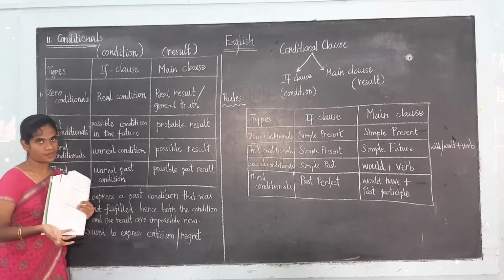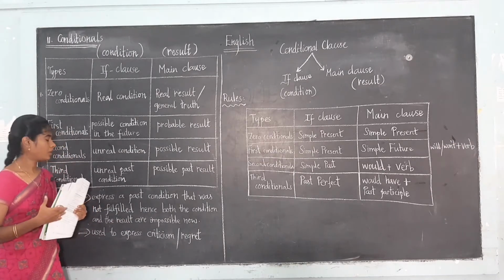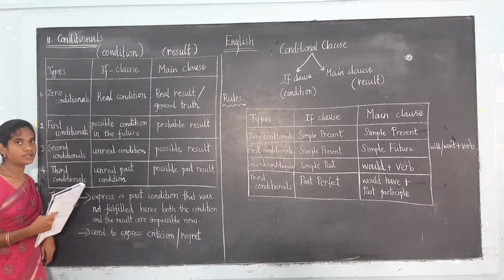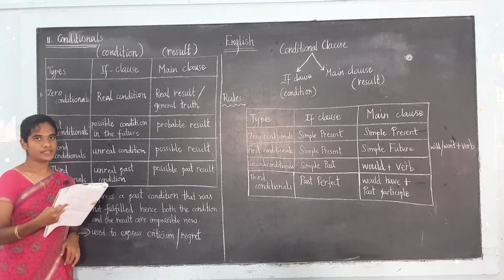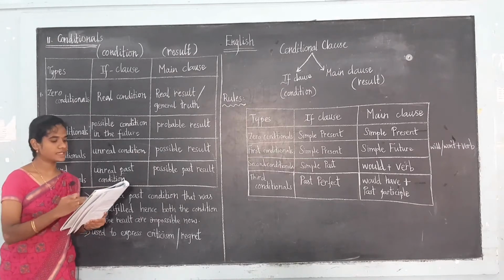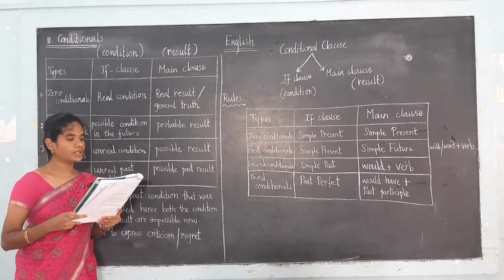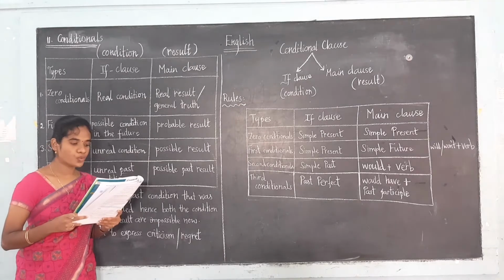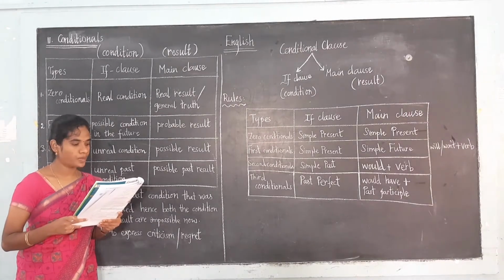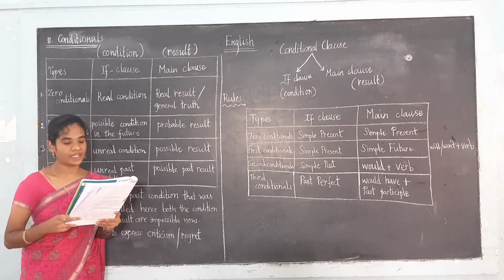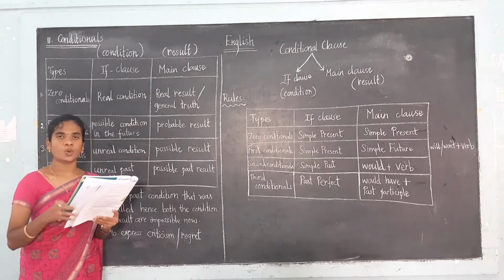That is impossible, not able to occur now, which comes under the third conditional. Okay students, have you cleared the third conditional? Now we shall see the examples for the third conditional. So, if Vadini had gone to my grandparents' home, she would have seen so many farm animals.